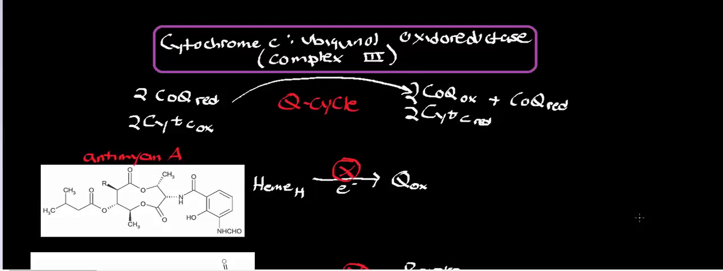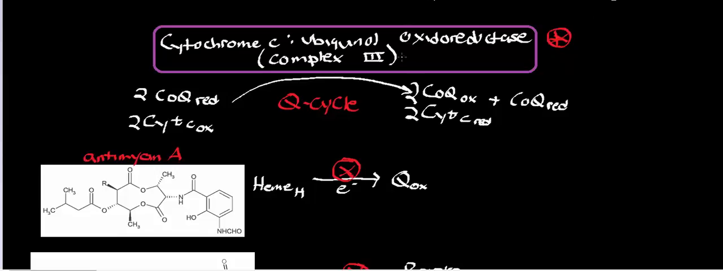Welcome back to the playlist on the respiratory chain. In this video, we're going to go over the mechanism and physiology of one of the enzymes that's in the respiratory chain of the mitochondria called Cytochrome C Ubiquinol Oxidoreductase.